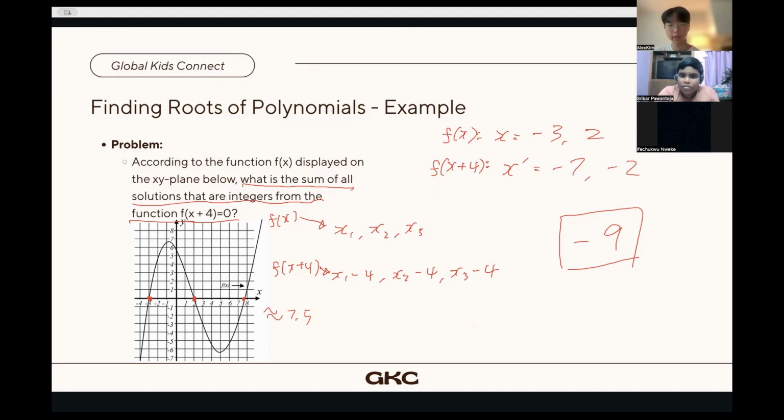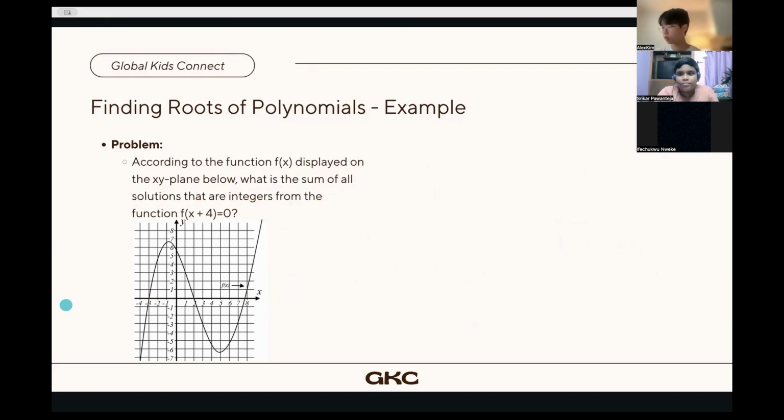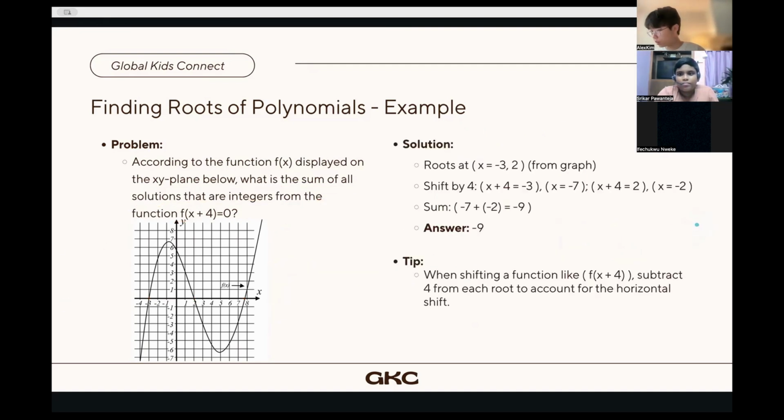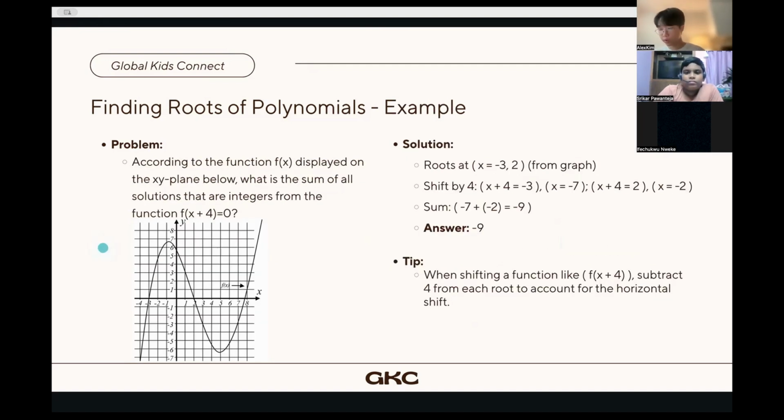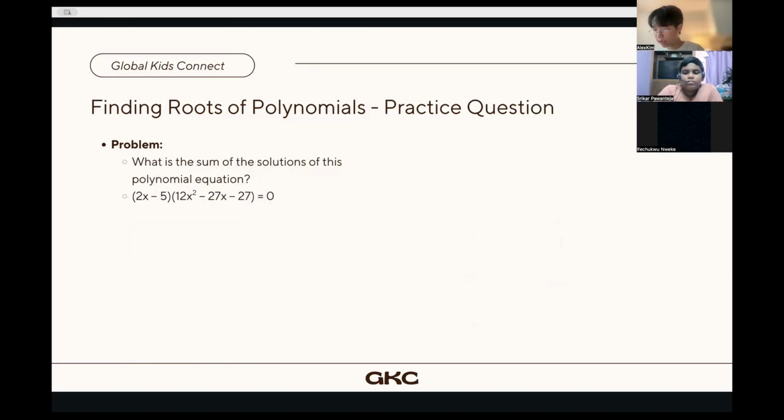Seems like not, and so we will move on. And so the solution is as is, and a tip is, when shifting a function like f of x plus 4, subtract 4 from each root to account for the horizontal shift. I think this was a great example, now that we covered both shifting in the x and y axes. I hope you guys are more familiar with it.